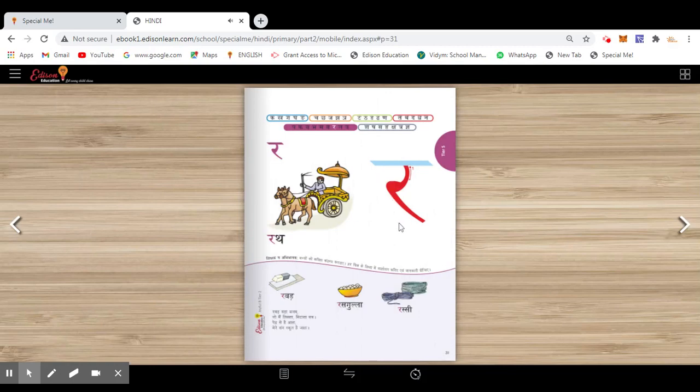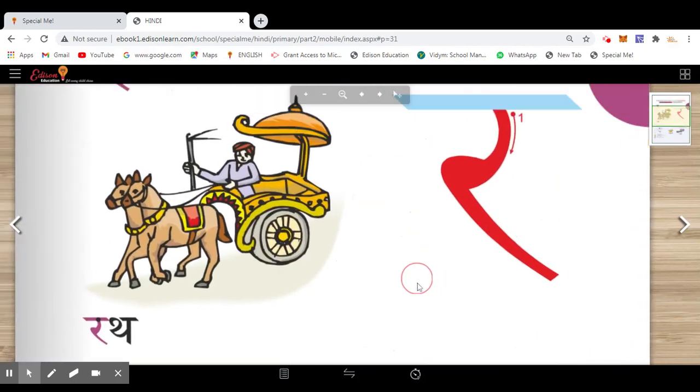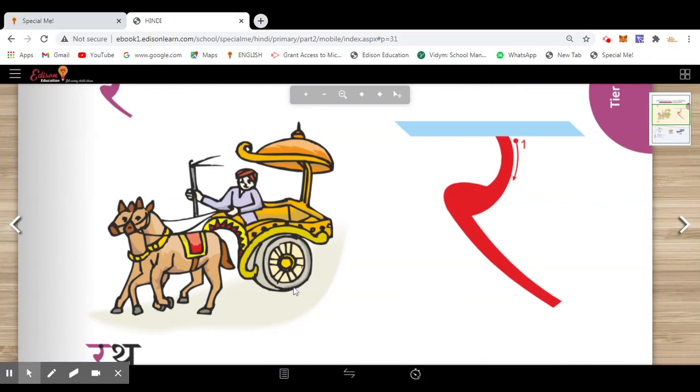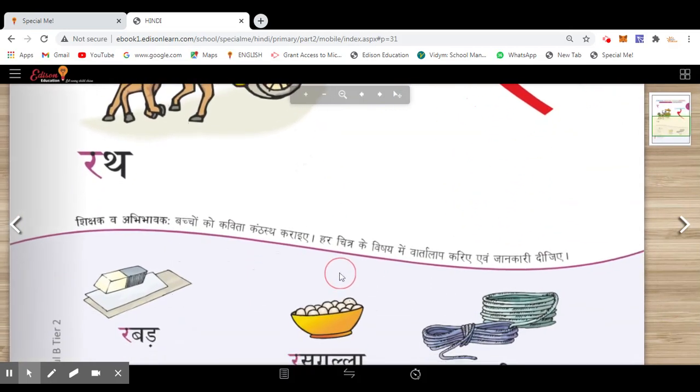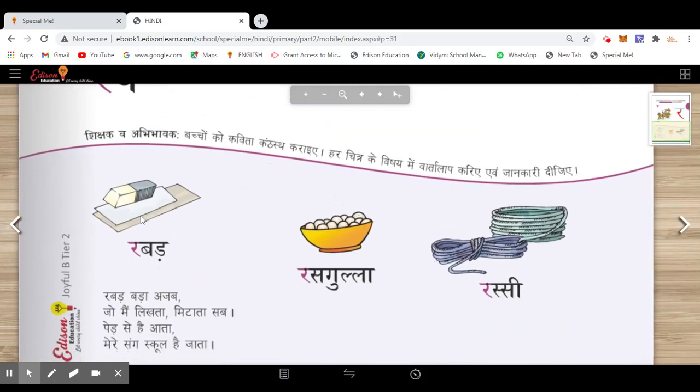Right? Now look at the next vyanjan, vyanjan र. र से रथ. Next, र से rubber, र से रबड़. जब लिखते हुए हमसे कोई मिस्टेक हो जाती है तो हम किसका इस्तेमाल करते हैं? रबड़ का. And in English we call it eraser. Next, र से रसगुल्ला.